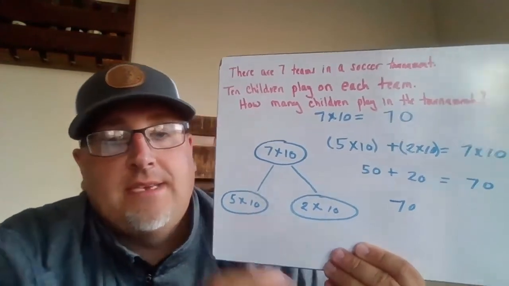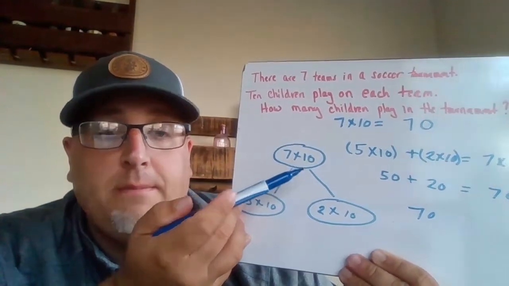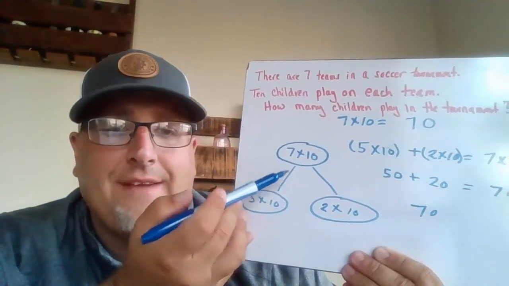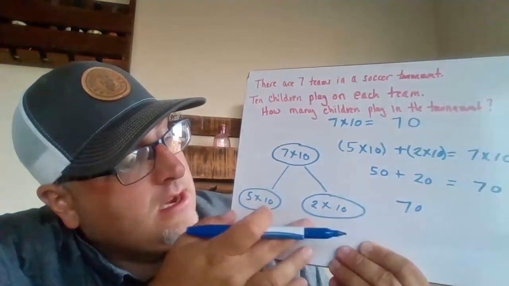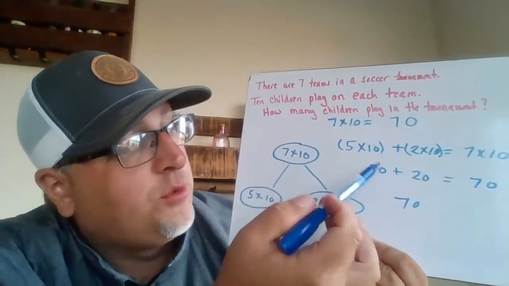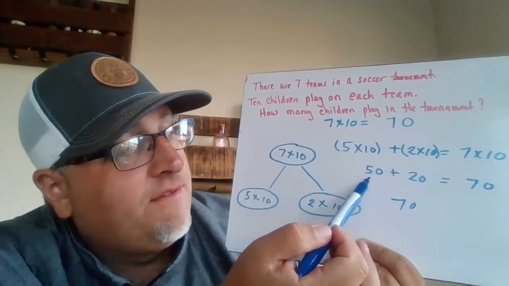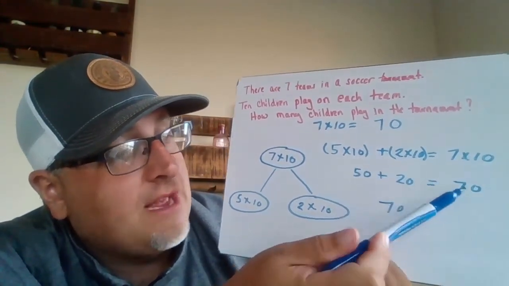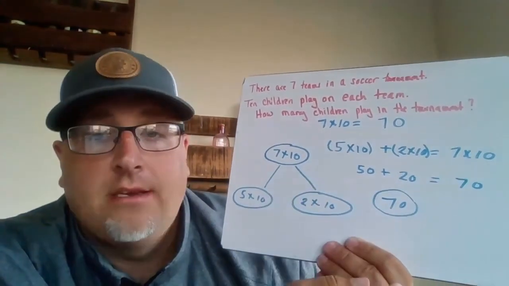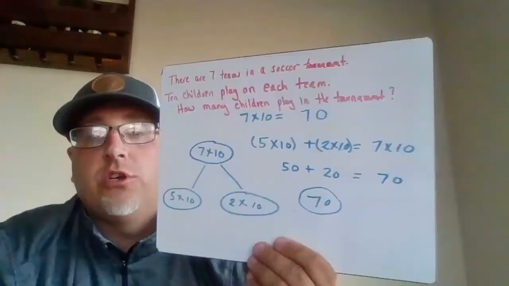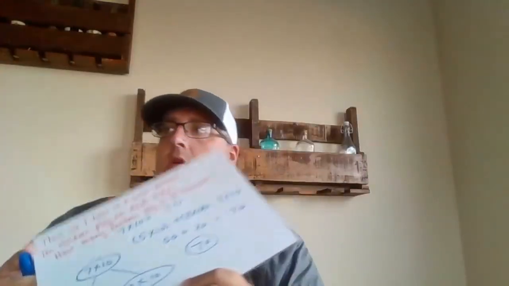We took that 7 times 10, which they gave us, 7 teams, 10 on each team. We broke the 7 down into a group of 5 and a group of 2, 5 times 10 and 2 times 10. And then we walked it through over here. 5 times 10 equals 50. 2 times 10 equals 20. 50 plus 20 equals 70. And 70 is our answer. 7 times 10 equals 70. So there are 70 children playing in that tournament. Okay? A lot of work there.